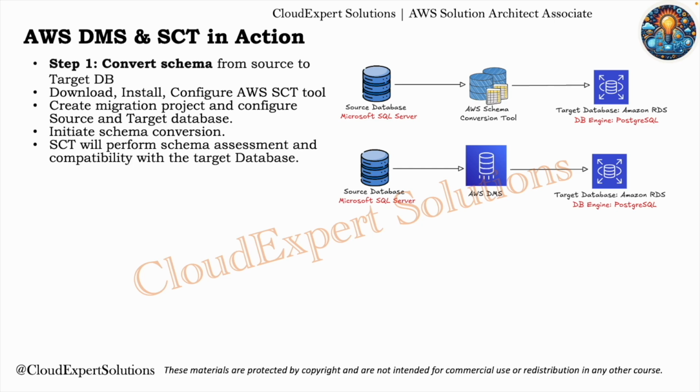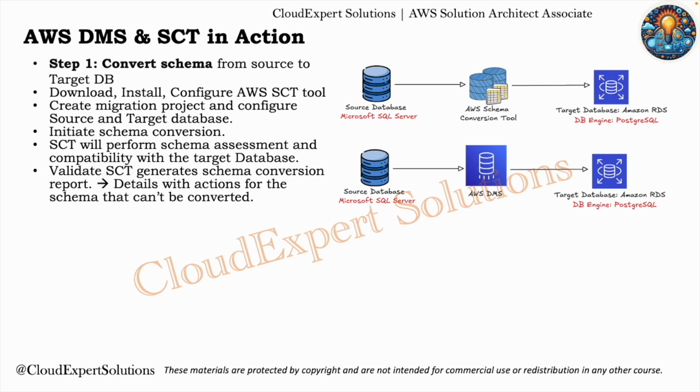SCT will perform the source schema assessment and compatibility analysis with the target database, and then it will generate a schema assessment report. That schema assessment report will list all the compatible schema objects and objects that SCT cannot convert. It will also provide steps or suggestions on what you should perform on those errors. Once you complete the conversion, you can apply the schema to the target database. And that is what the schema conversion is all about.